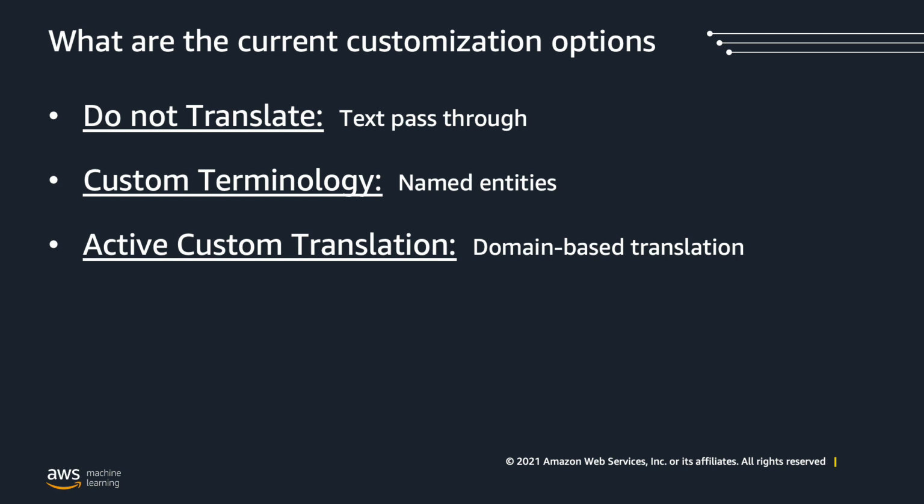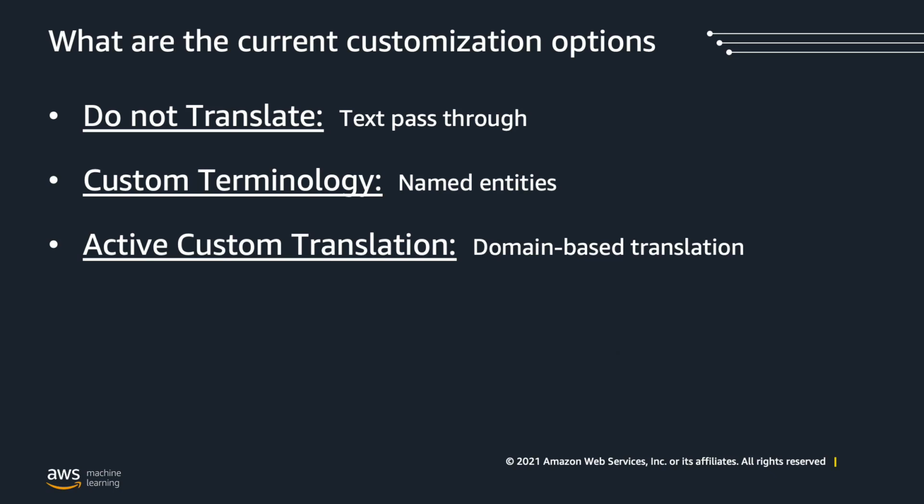A second option is custom terminology. You can use this feature to translate named entities with domain-specific vocabulary or terminology. By uploading and invoking custom terminology in your translation requests, you have the ability to ensure that your unique content, such as brand names, character names, and model names, are translated exactly the way you need it.